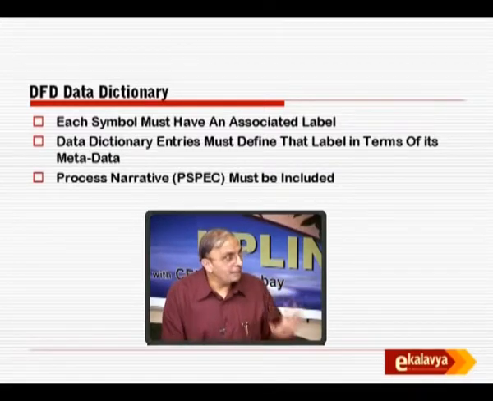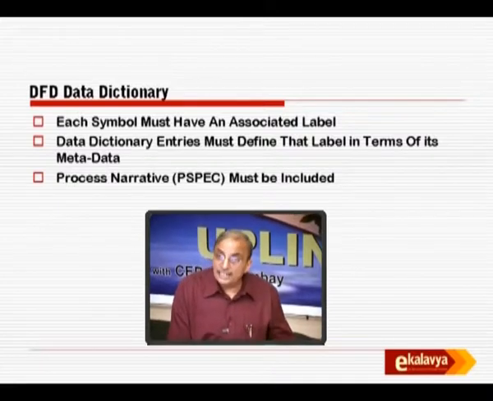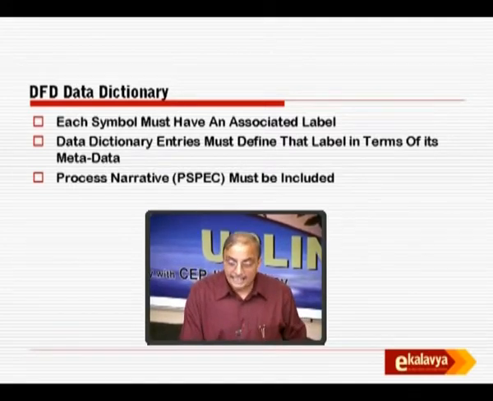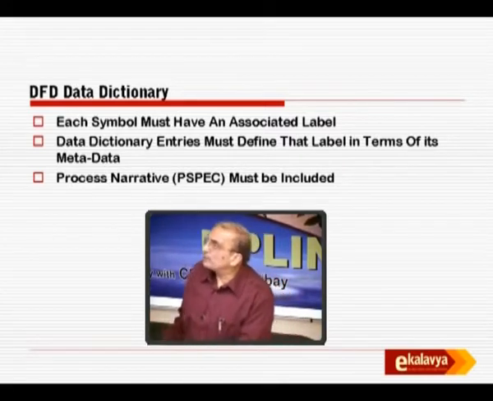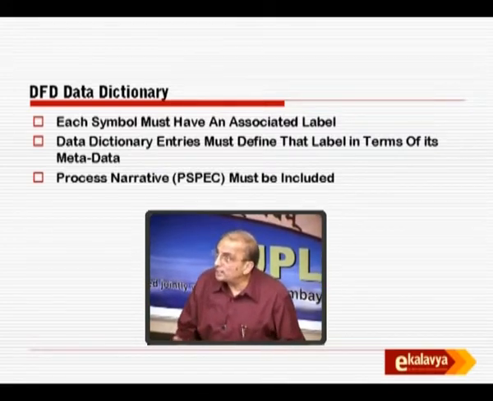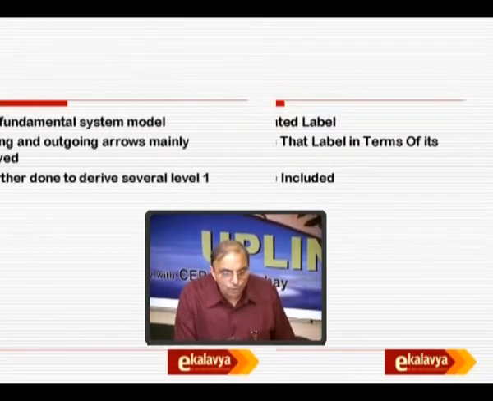You understand why the label is important? Data dictionary entries must define that label in terms of its metadata. Process narrative or P-spec must be included for each process. And only when you do all this, you get a system requirement specification document. I will just show you.